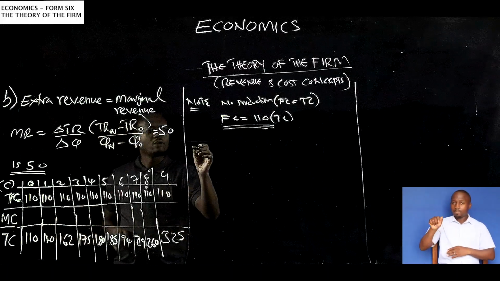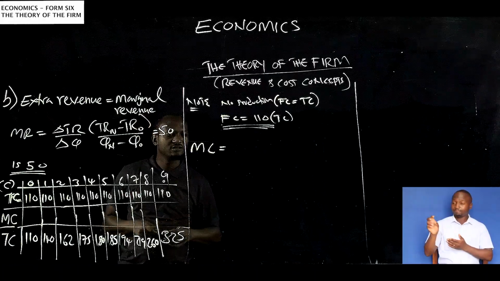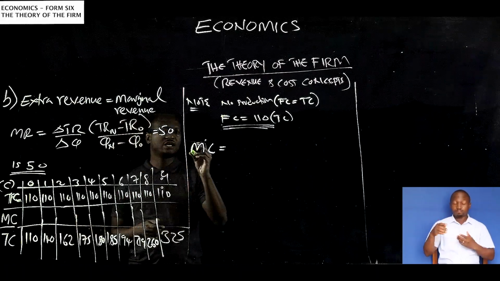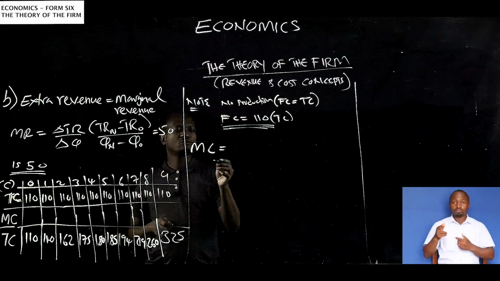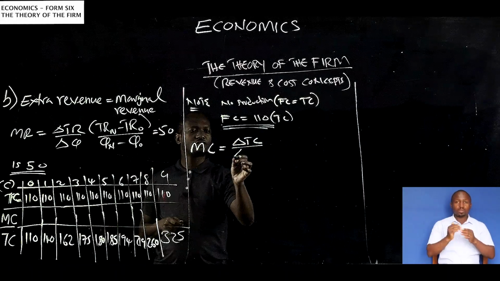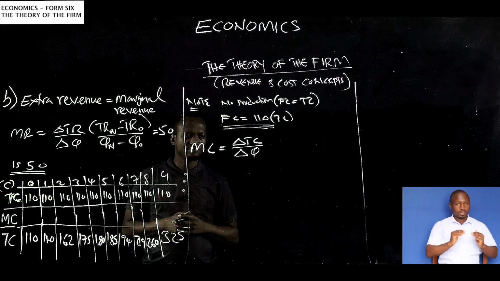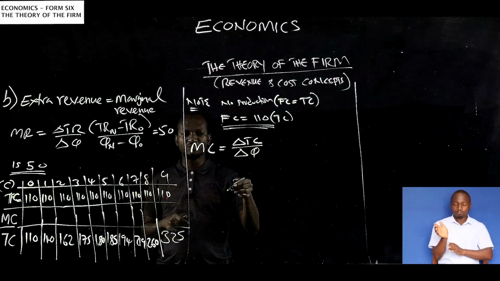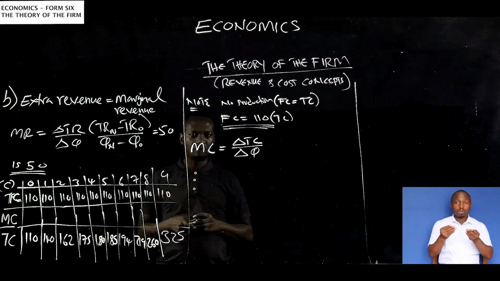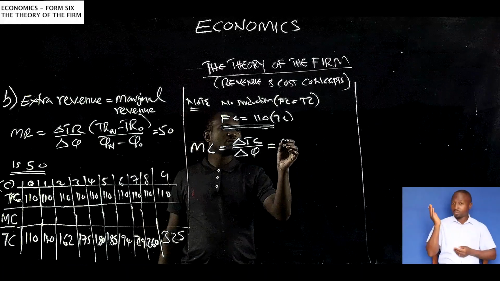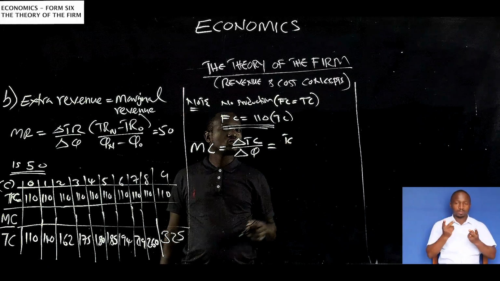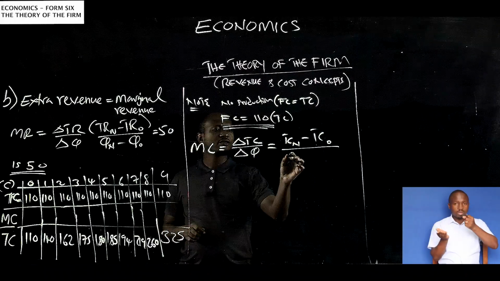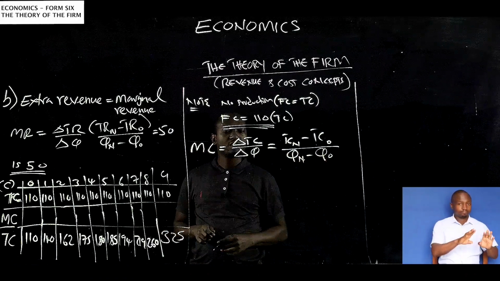About marginal cost, we compute marginal cost like marginal revenue. The difference is that for marginal revenue we use total revenue, but for marginal cost we use total cost. So marginal cost is equal to change in total cost over change in output produced. Output produced, not produced and sold. Under marginal revenue it is output produced and sold, because you can't get revenue without making sales. So marginal cost is equal to the new total cost minus the old total cost, divided by new output minus old output.